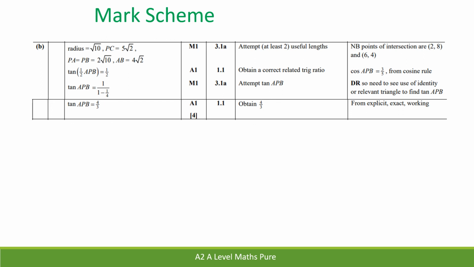The mark scheme on this question shows M1 is a method mark for getting the radius and the distance from P to C, or working out that P to A and P to B are the same, which is 2√10. You also get an answer mark for getting that tan of half of APB is equal to a half. You get 1 method mark for using the double angle formula for tan of 2 theta, or tan of APB in this case. And then your last mark comes from working this out. And that gives you the 4 marks in the exam.